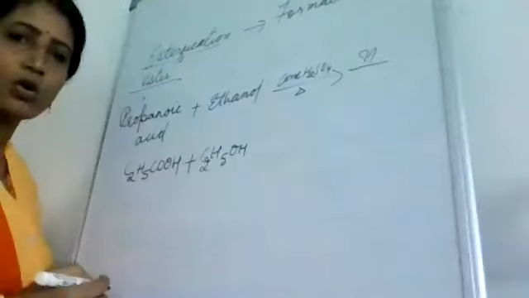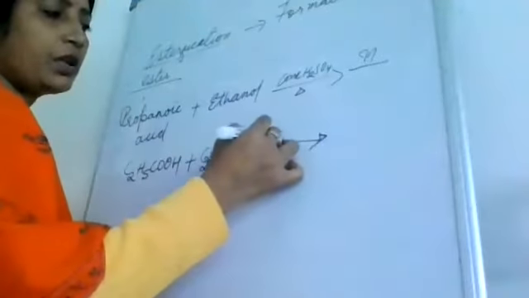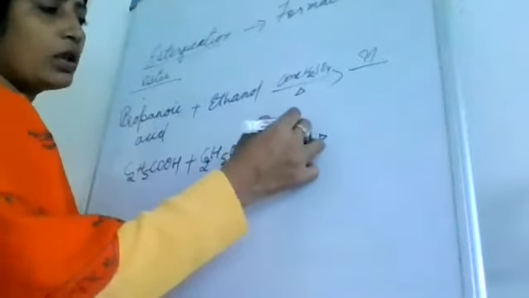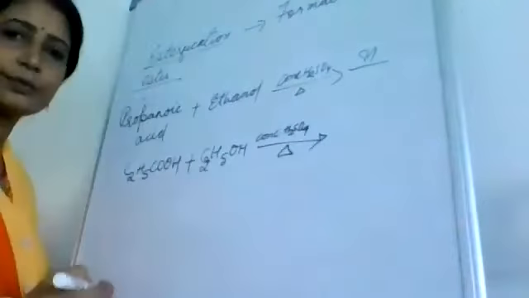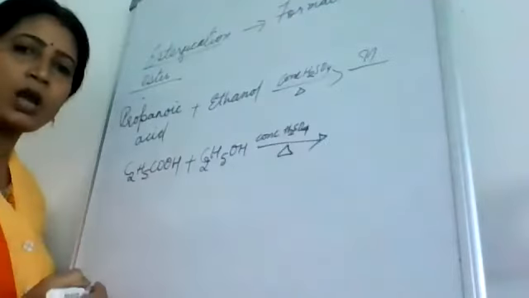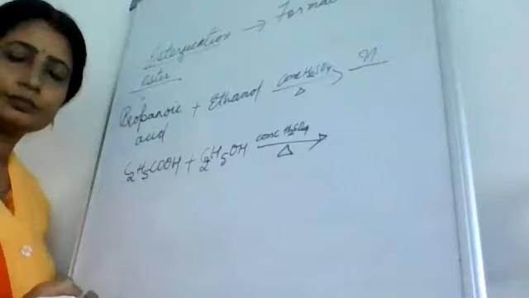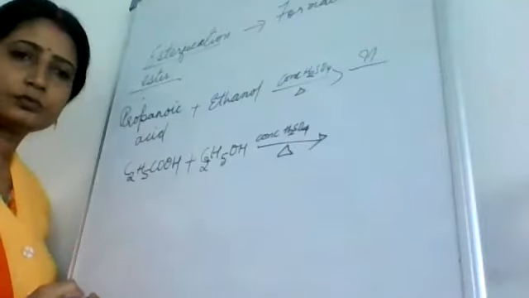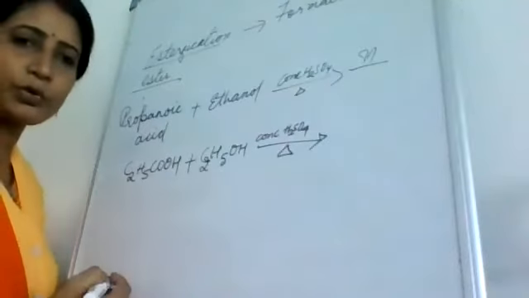C2H5OH is ethanol. When it is heated in the presence of conc H2SO4 on heating, what will you get as a product?